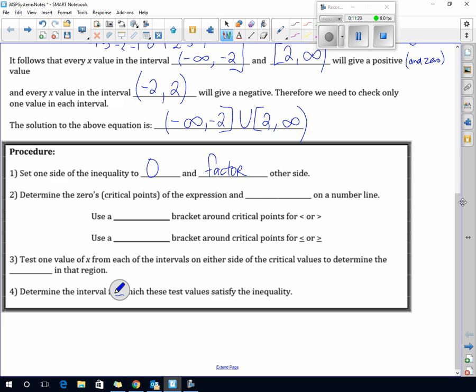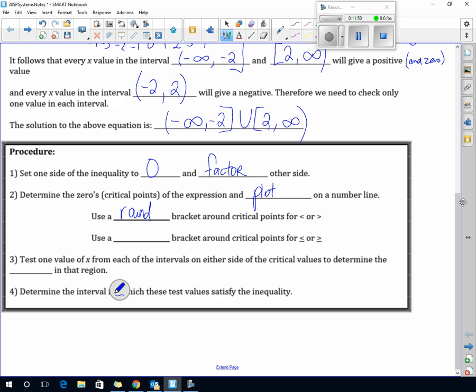So, if the critical values have an inequality that's just a less than or a greater than sign, am I going to use a round bracket to not include it, or a square bracket to include it? A round. And if it has the equal sign, we are going to include it, so it is a square bracket.